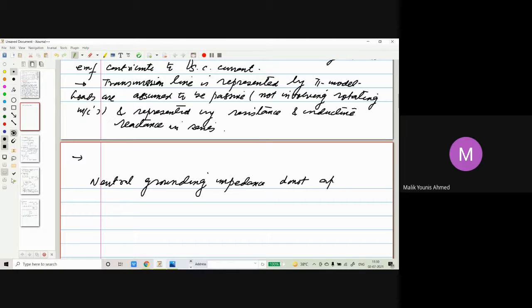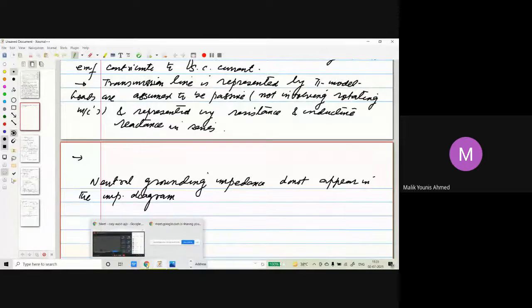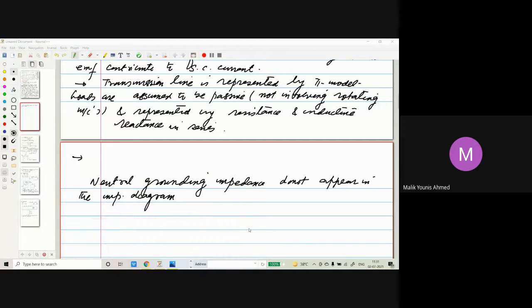Do not appear in the impedance diagram or also in the reactance diagram. Why? Can anybody? Mansha is there. Roll number 26. Yes, sir. Roll number 26 is there? Yes, sir. Can you tell me why neutral grounding impedance does not appear in the impedance diagram?